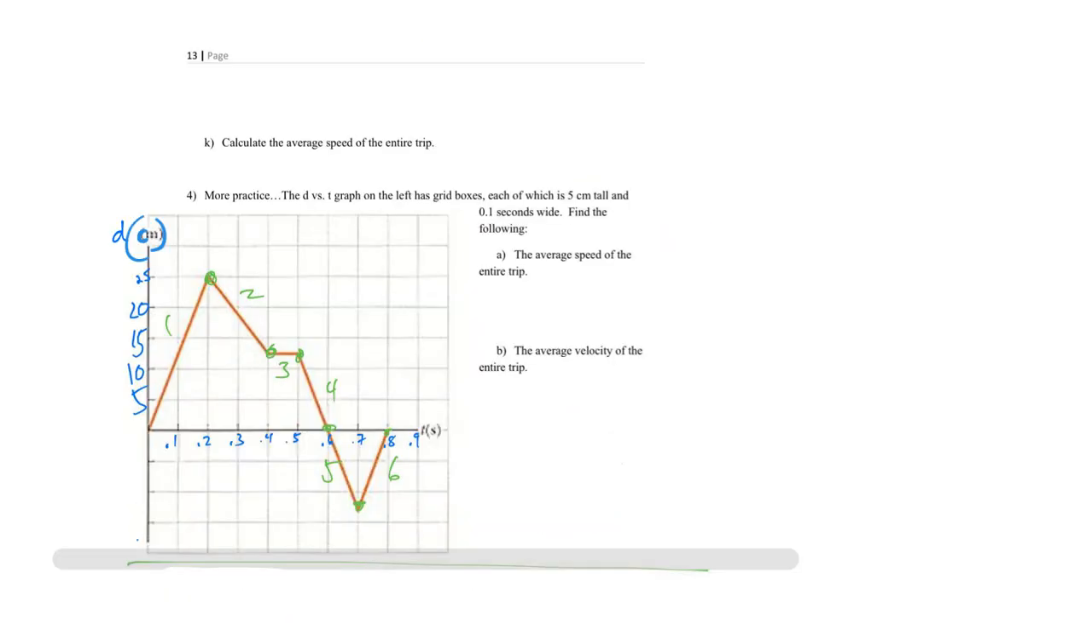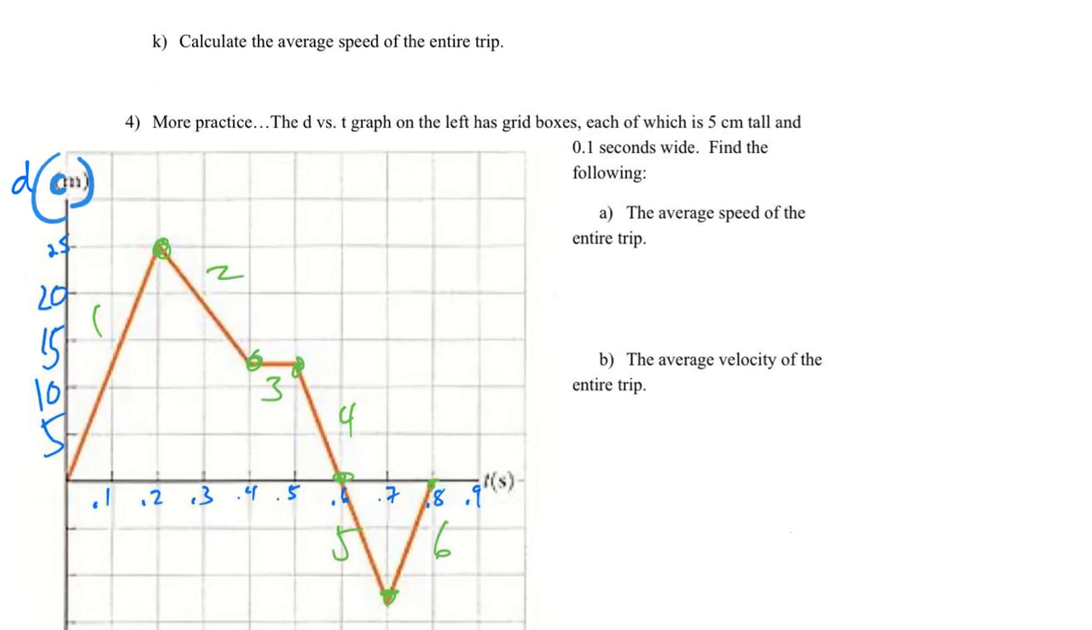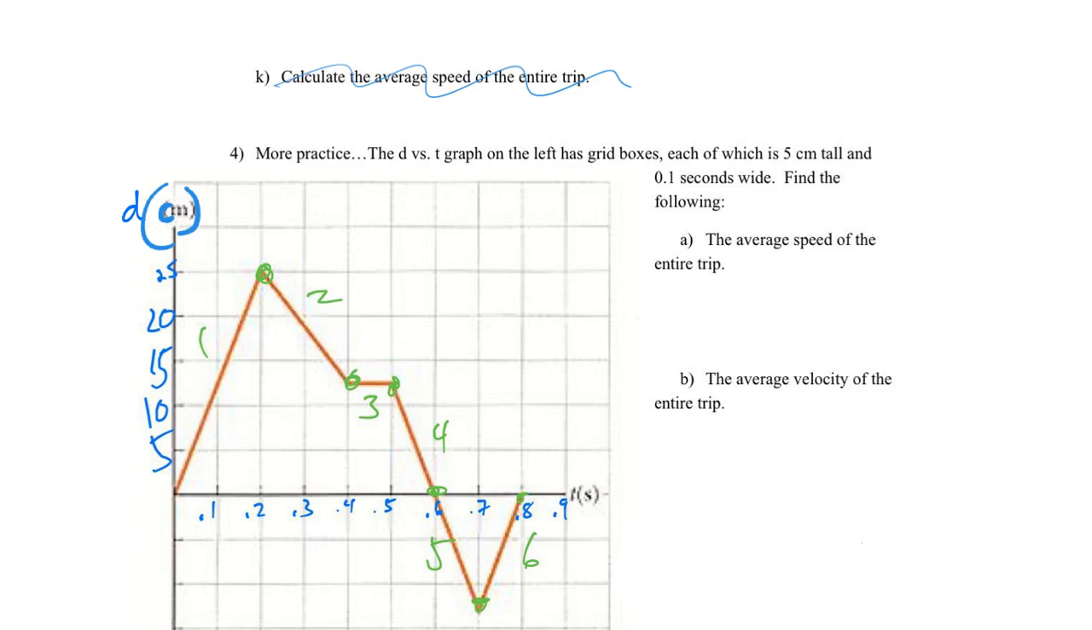Okay, so looking at this, each grid box is 5 centimeters tall, so I should have made this position in centimeters. Then 0.1 seconds. Okay, average speed of the entire trip.